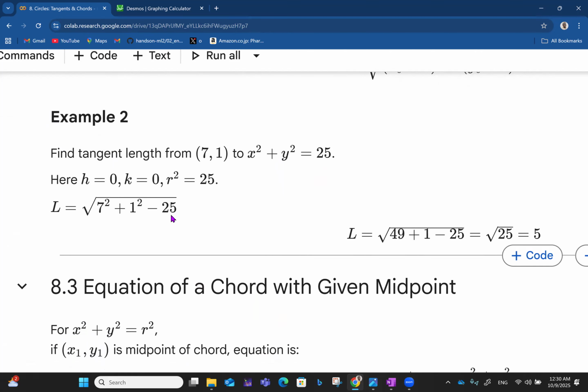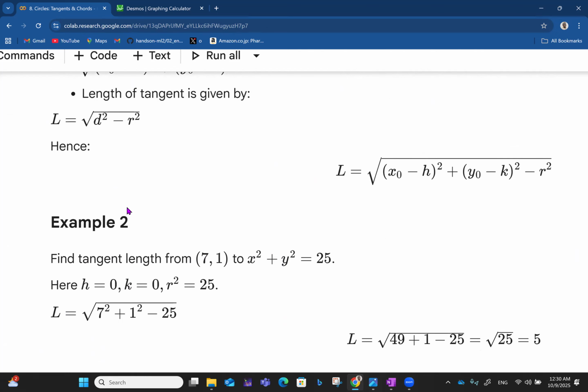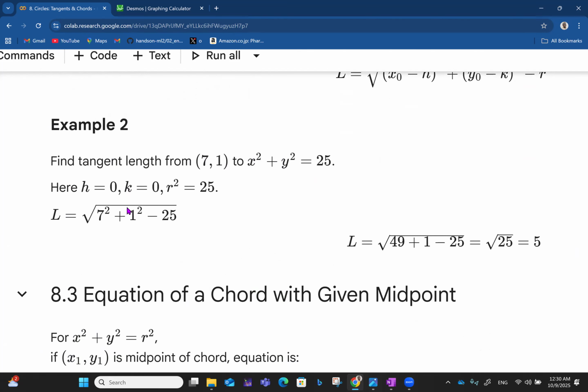So here, find the tangent length from (7, 1) to x squared plus y squared equals 25. Here, because of the way the circle is, it is at the origin. So h is 0, k is 0, and r squared is 25. That means the length is the square root of 7 minus 0 all squared plus 1 minus 0 all squared minus r squared.